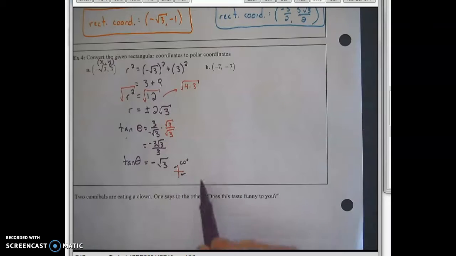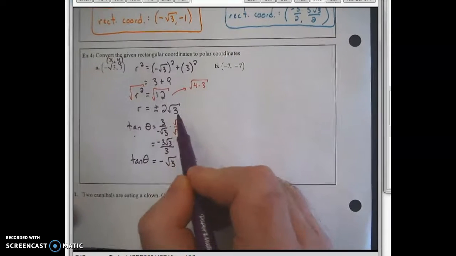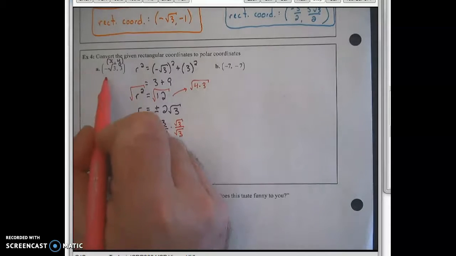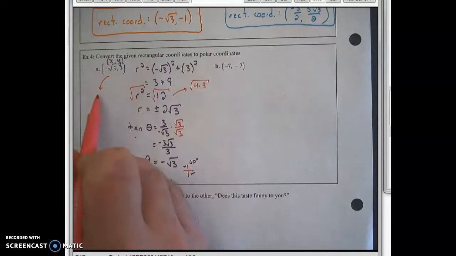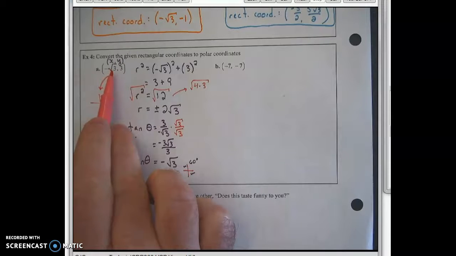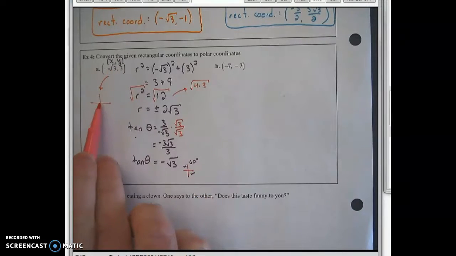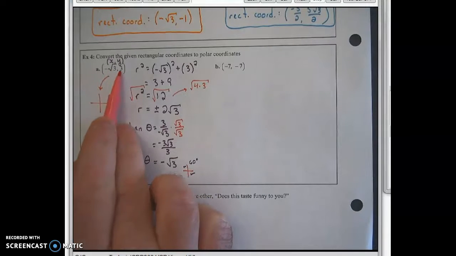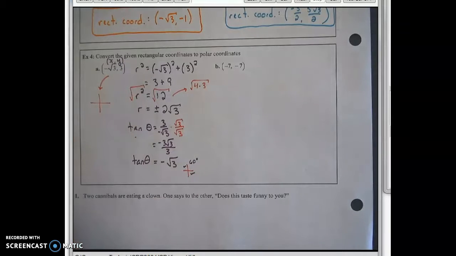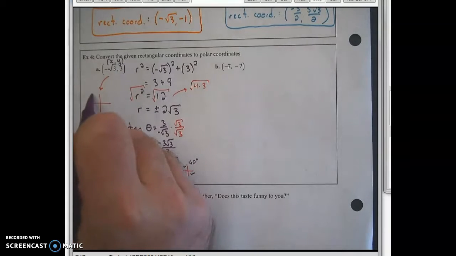Now this is where I'm going to tie this back into the plus or minus. So I'm going to start with this original point and make kind of a sketch. I don't care exactly where it is, I just need to get close. So negative root 3 is going to go back on the x. Positive 3 is going to go up on the y. So my point is going to be somewhere up in here.